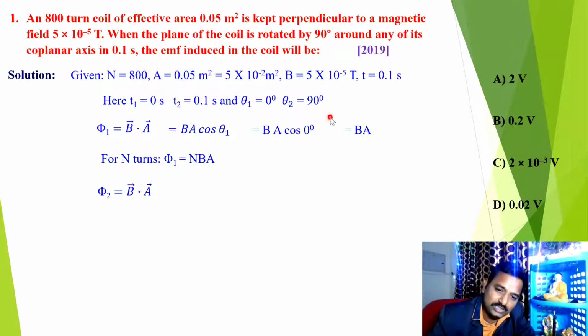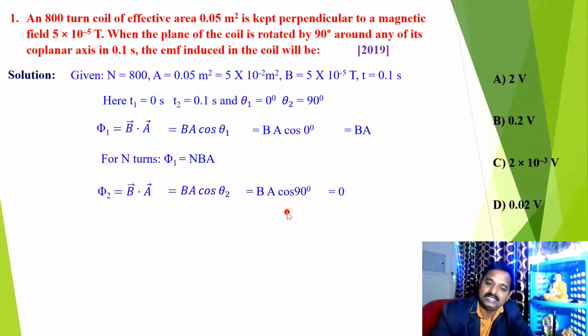Now at theta 2 is equal to 90 degrees, I will find the magnetic flux linked with the coil, that is phi 2 is equal to B dot A, that is BA cos theta 2. Here theta 2 means 90 degrees. So I substitute 90 in the place of theta 2. Here cos 90 means 0. So we will get phi 2 is equal to 0.